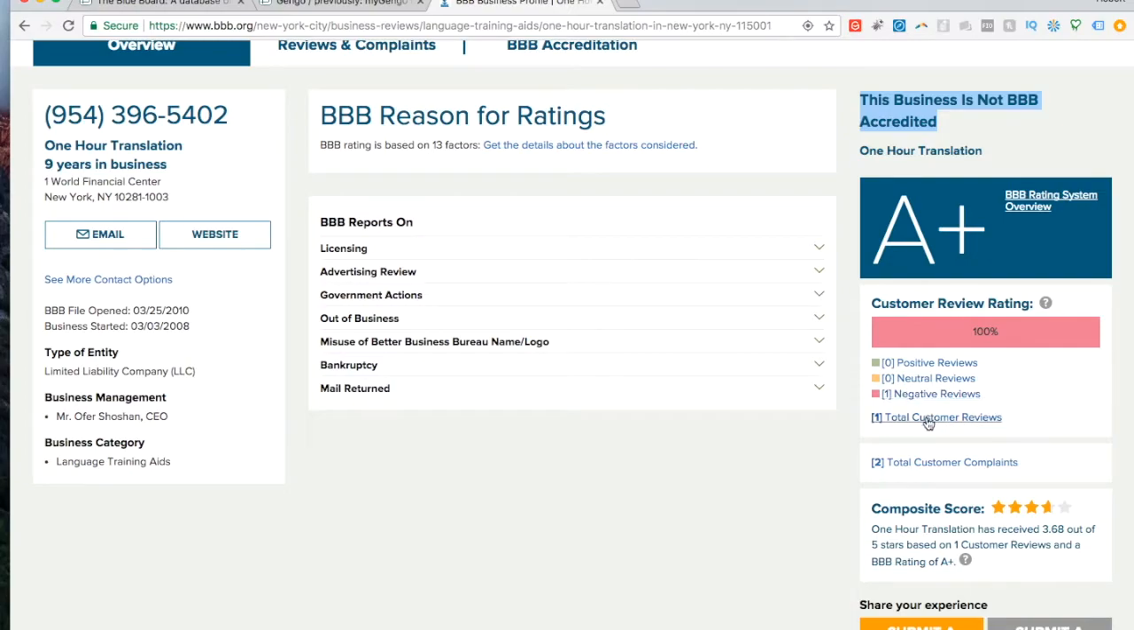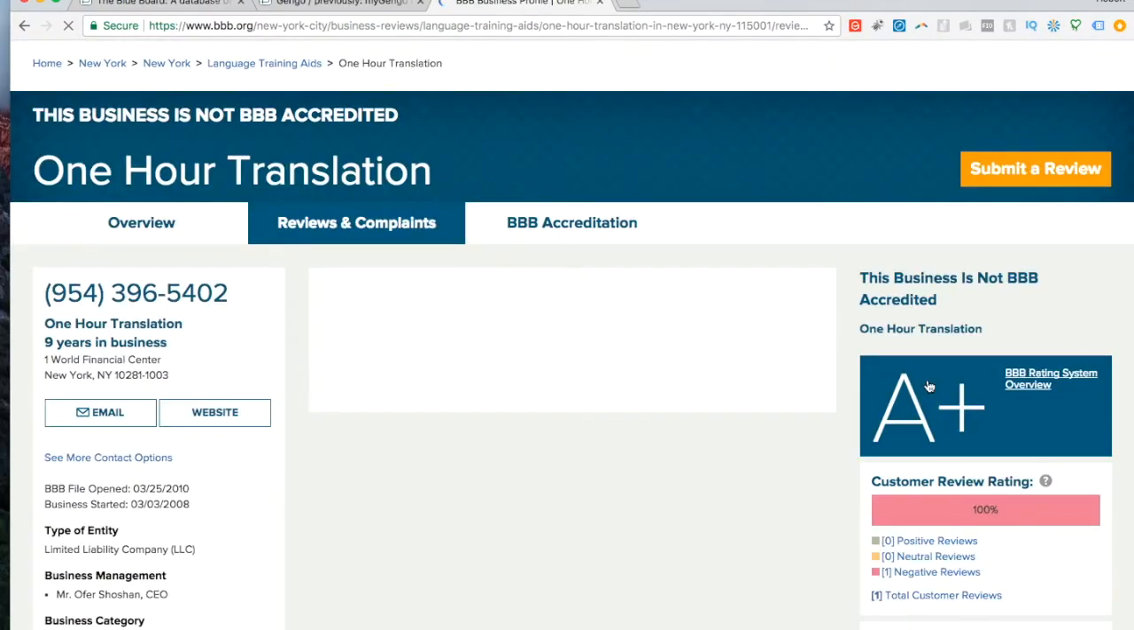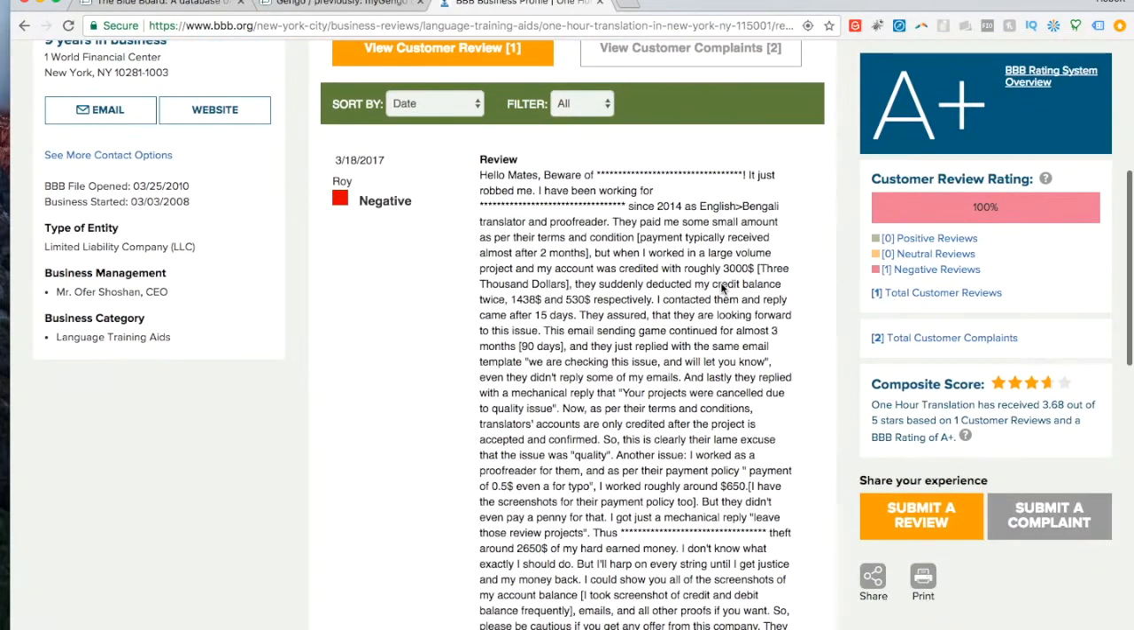So this literally could not be more confusing. I don't know what's going on here. Composite score, 3.68. Two customer complaints. I really don't know what's happening. Let's click on the customer review to see what it says. And you'll get an idea.